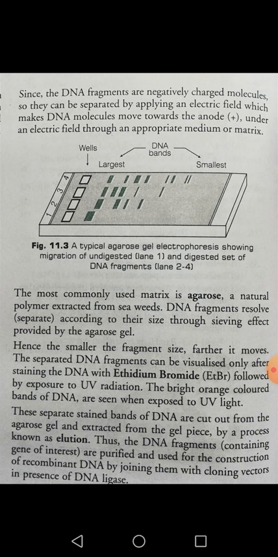Now they will be settled in the gel. After staining they have color, so you can easily identify them, and then you will cut and remove them from the gel, and the process of removing the DNA fragments from the gel is called elution. Thus the DNA fragments are purified and used for the construction of recombinant DNA by joining with cloning vectors. Now we have a DNA fragment which has the gene of our interest. Now we can ligate this fragment with the vector in the next step.